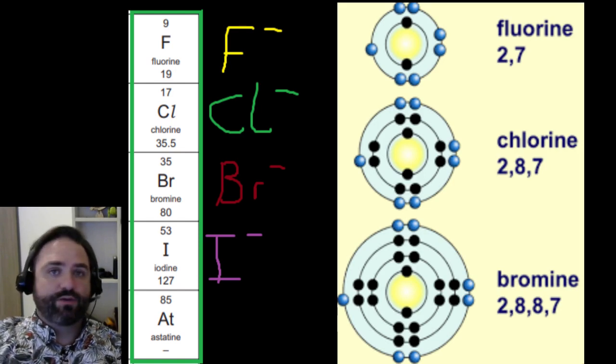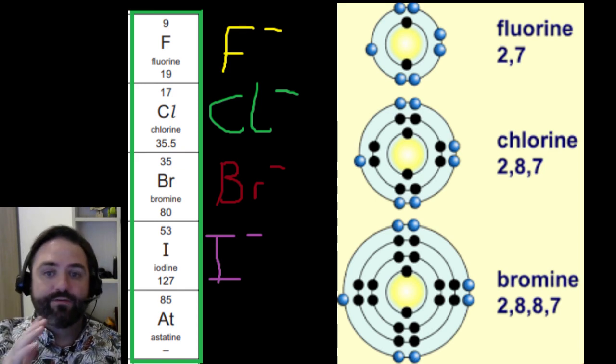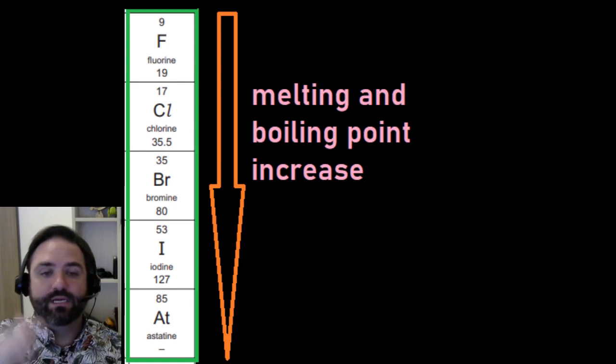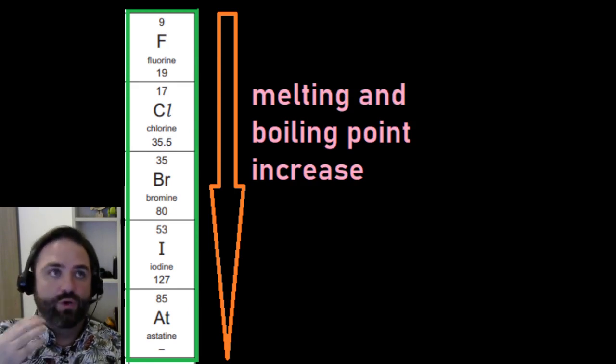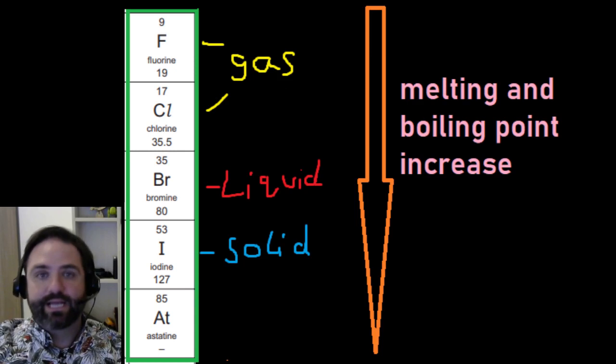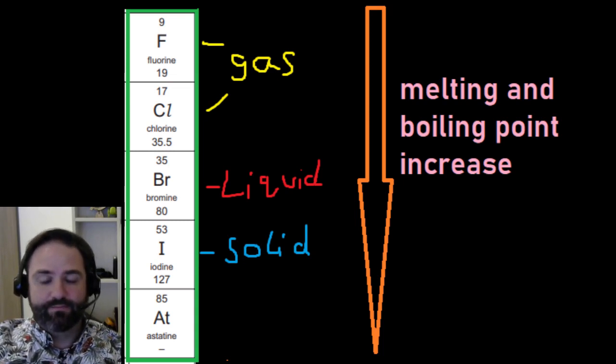The halogens also have noticeable trends in their properties when you go down the group. Firstly, their melting and boiling point increases. This means that going down, they melt and they boil at higher temperatures. So at room temperature, fluorine and chlorine are gases, bromine is a liquid, and iodine is a solid at room temperature.